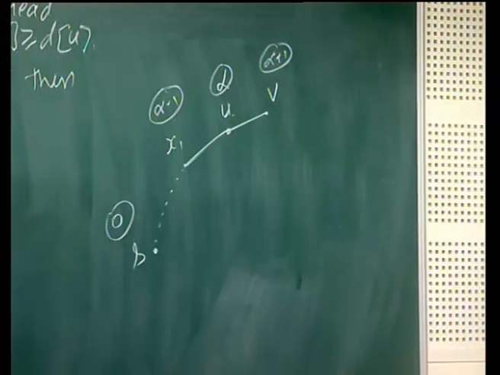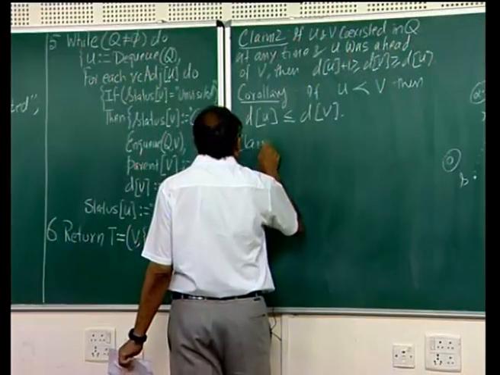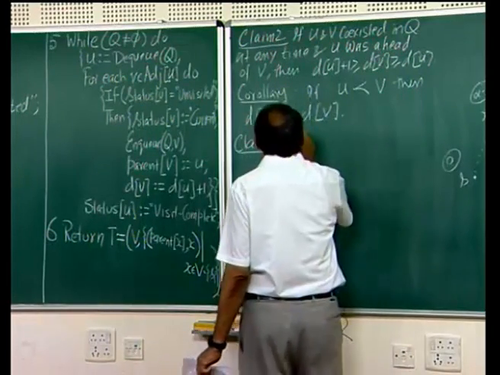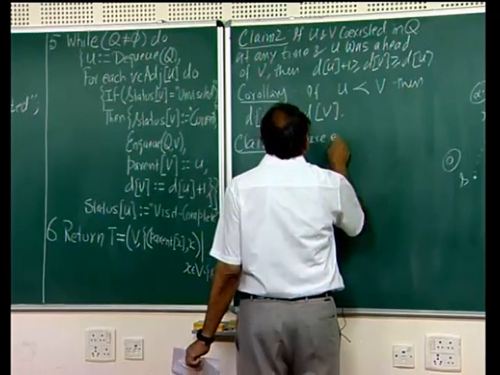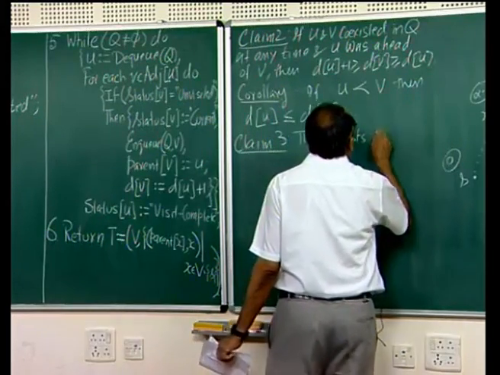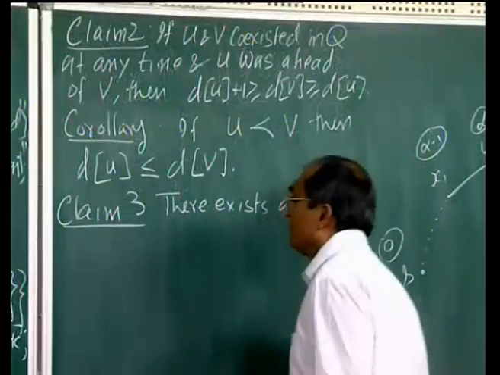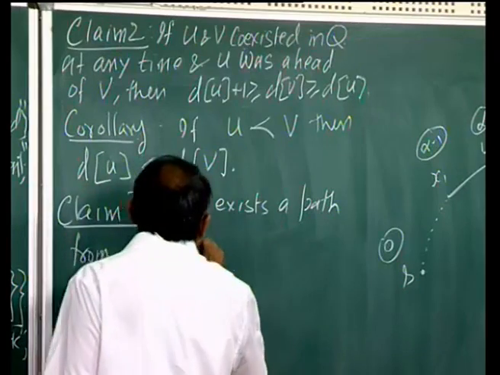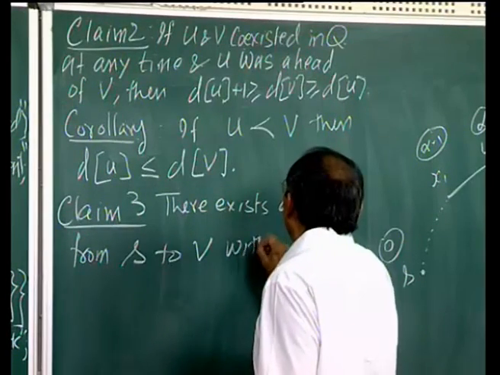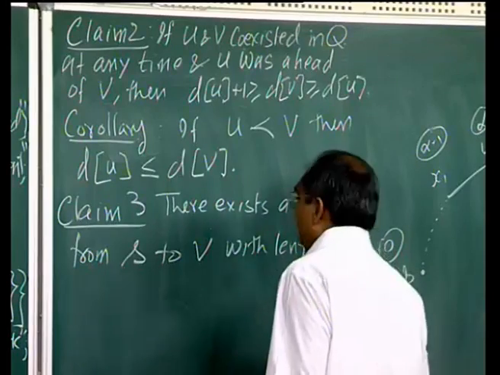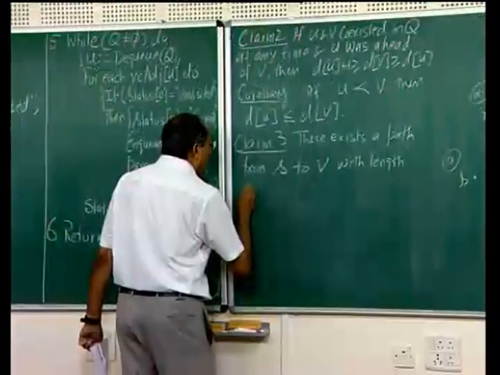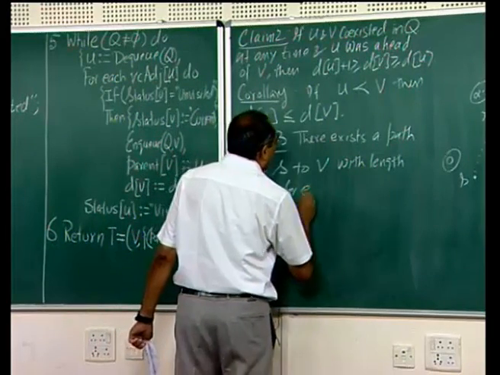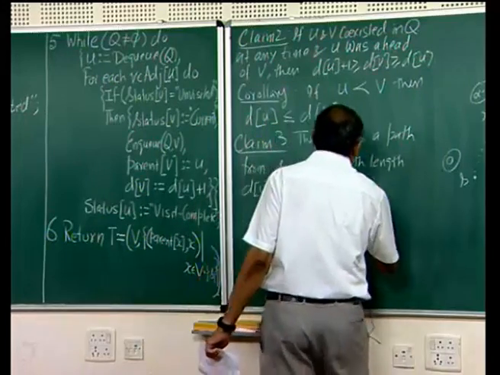So, we can also claim 3 is that there exists a path from S to V with length dV for each vertex V.